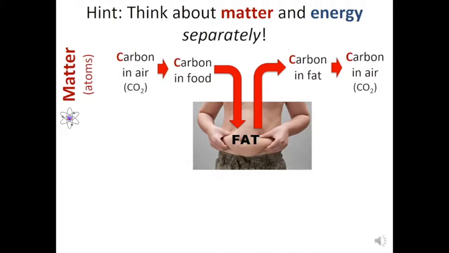Carbon was in the air as carbon dioxide and was converted into carbon in food, likely through photosynthesis. The carbon atoms in the food that was eaten were stored as fat in the body. As fat was lost during weight loss, the carbon atoms in the fat were eventually breathed out as carbon dioxide.